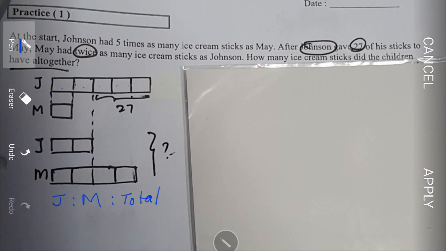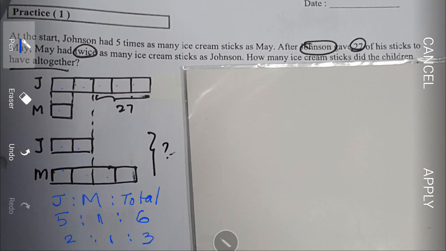1, 2, 3, 4, 5, 6. 1, 2, 3, 4, 5, 6, right? So over here, you can see that at first, Johnson has 5 units and May has 1 unit, which is drawn on top, and therefore whatever that's fixed here is the total, which is 6 units. And May had twice as many ice cream as Johnson. So eventually what happened is that May became 2 is to 1. And over here we have 3 units, right?